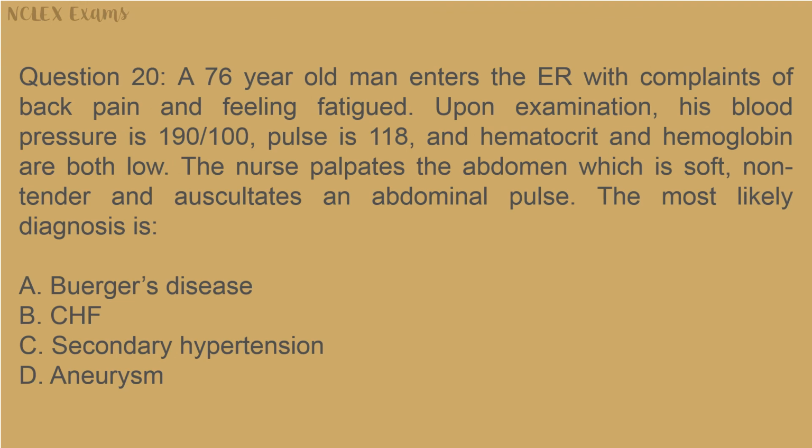Question 20. A 76-year-old man enters the ER with complaints of back pain and feeling fatigued. Upon examination, his blood pressure is 190/100, pulse is 118, and hematocrit and hemoglobin are both low. The nurse palpates the abdomen, which is soft and non-tender, and auscultates an abdominal pulse. The most likely diagnosis is A. Buerger's disease. B. CHF. C. Secondary hypertension. D. Aneurysm.